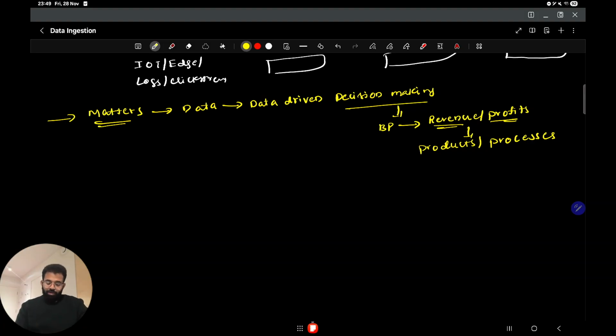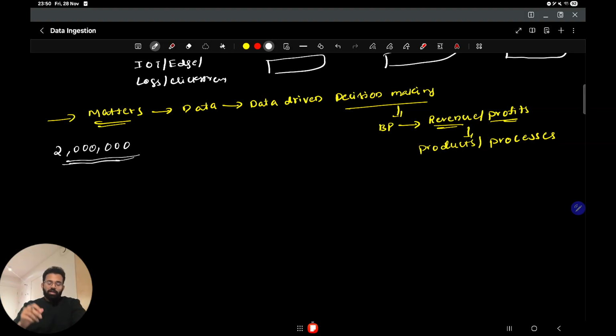So now let's understand why the thinking behind ingestion matters. Let's say there is an e-commerce company like Amazon or Flipkart, and that company is processing 2 million events per day.